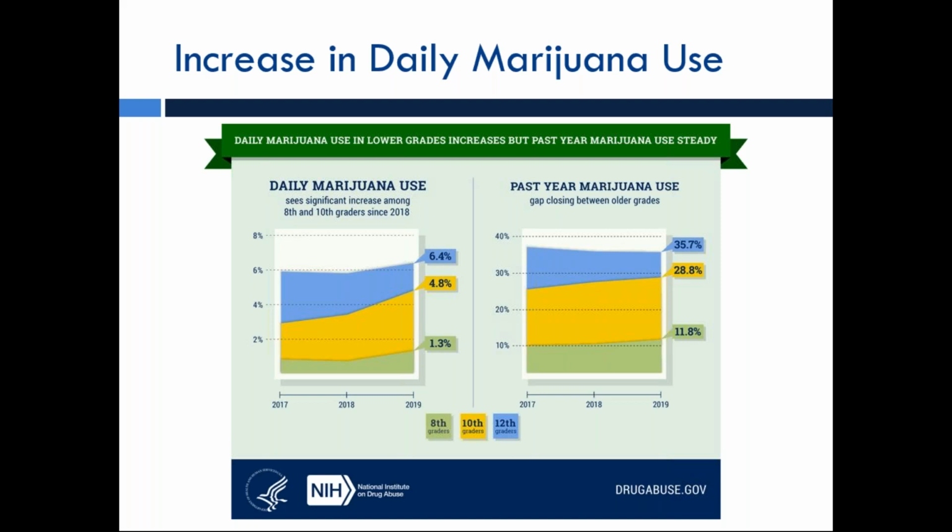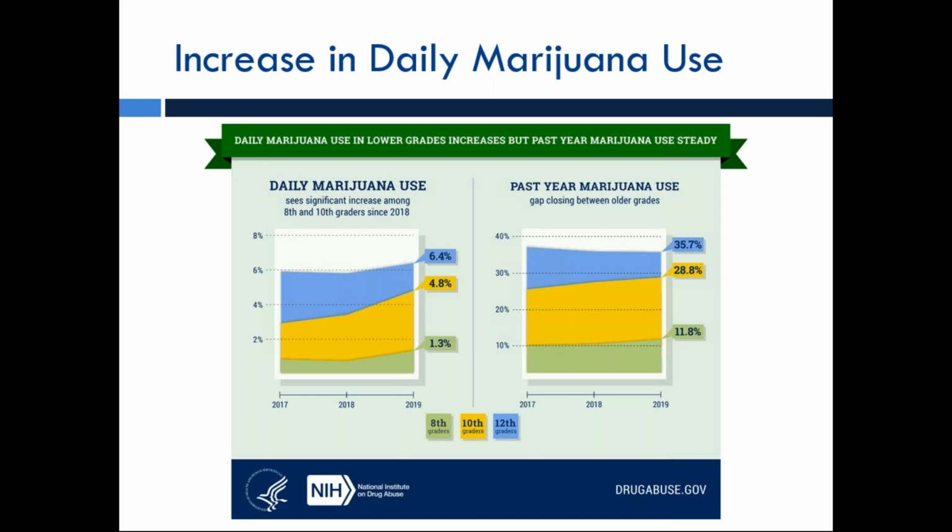More details about marijuana use. These two charts compare data from 2017, 2018, and 2019 for the three grade groups that are measured by the Monitoring the Future survey, 8th, 10th, and 12th graders. On the left is the chart showing the trend of daily use of marijuana. Among 12th graders, daily use has held relatively steady over the three-year time period. However, among 8th and 10th graders, there's been a significant increase in daily use.